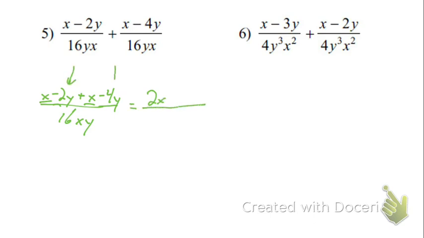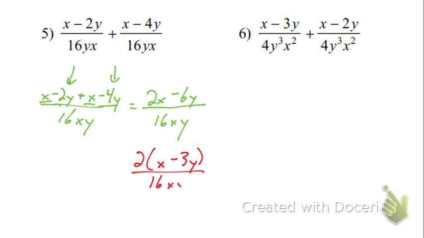Negative 2y minus 4y is negative 6y. And on bottom, I have 16xy. Now, since all those numbers are even, now we can factor something out of the top. I can take a 2 out, and I'm left with x minus 3y. And that's all over 16xy.